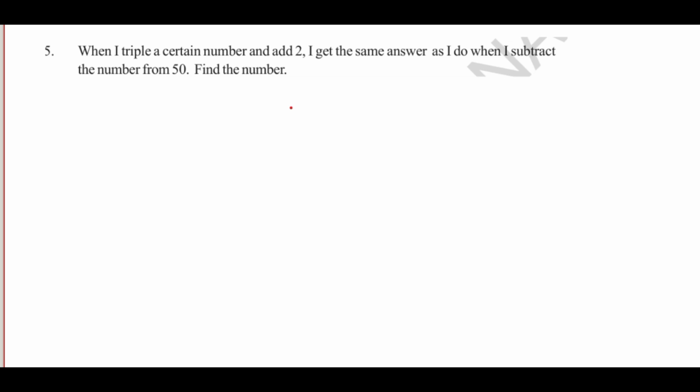Now we are going to discuss the fifth problem from our exercise 2.4. Let us observe the question. When I triple a certain number and add 2, I get the same number as I do when I subtract the number from 50. Find the number. So here we need to find the number.